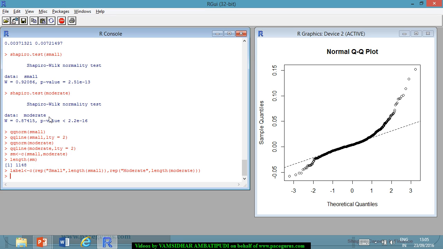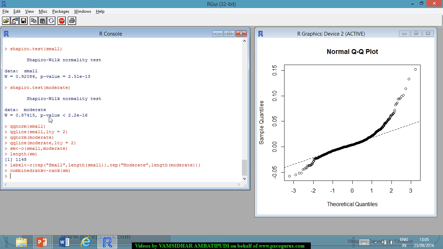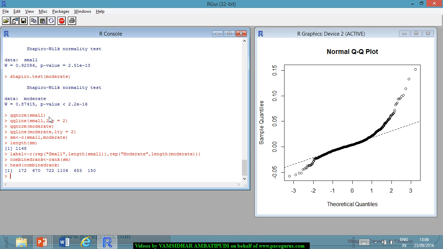Now I have got the observations. Then I can say combined rank. I do a combination of the rank, wherein I'm finding the rank associated with SM. So for each one, I'm giving the rank. If you look at the head of combined rank, it gives me the ranks associated with each of them. The first observation has a rank of 172. The second one has 670 and so on.